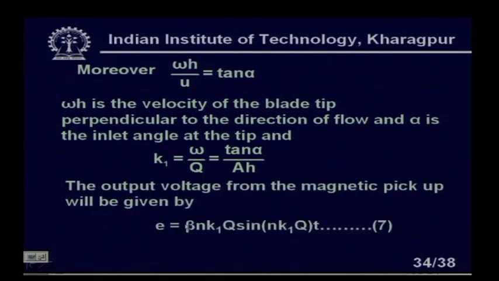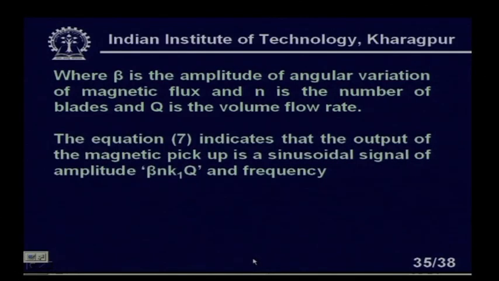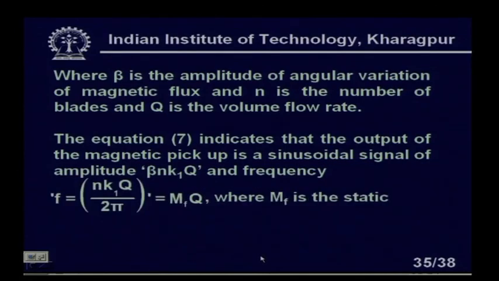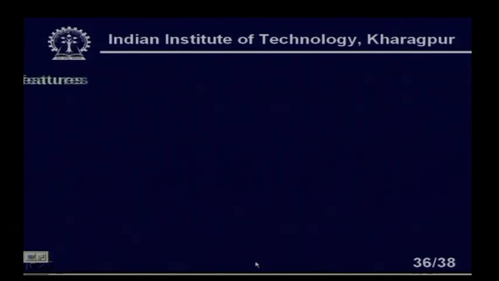So, the output voltage from the magnetic pickup will be given by beta n k 1 q sin of n k 1 q into t, equation number 7, where beta is the amplitude of the angular variations of magnetic flux, n is the number of blades and q is the volume flow rate. Equation 7 indicates that the output of the magnetic pickup is a sinusoidal signal of amplitude beta n and the frequency is n k 1 q by 2 pi, which can be written as m f into q, where m is called the static sensitivity or the meter factor of the equipment, right.